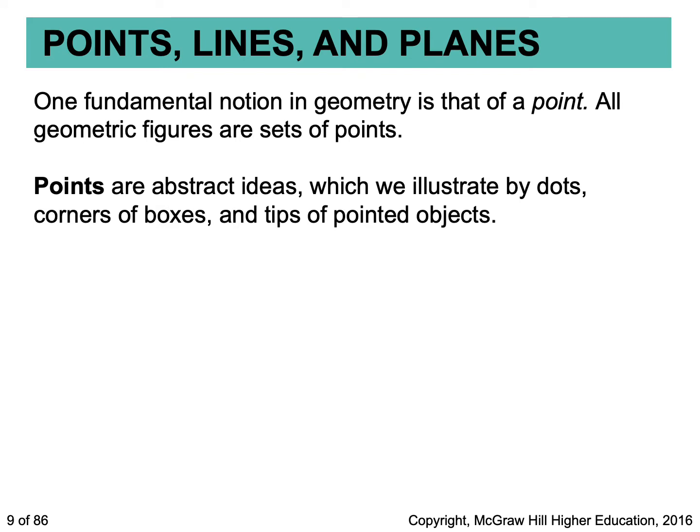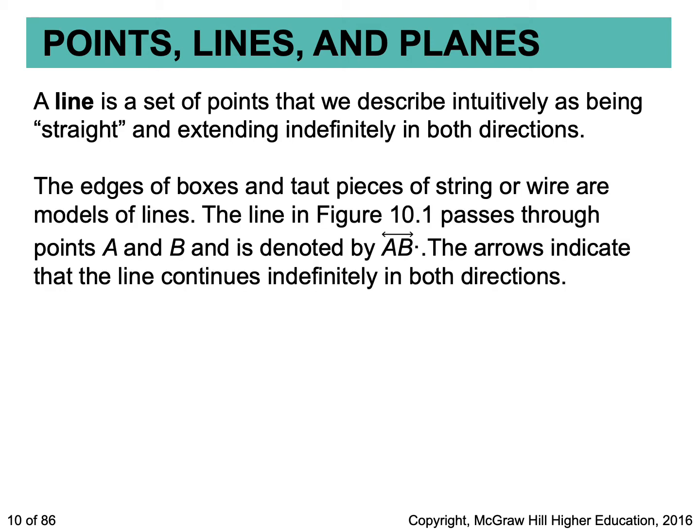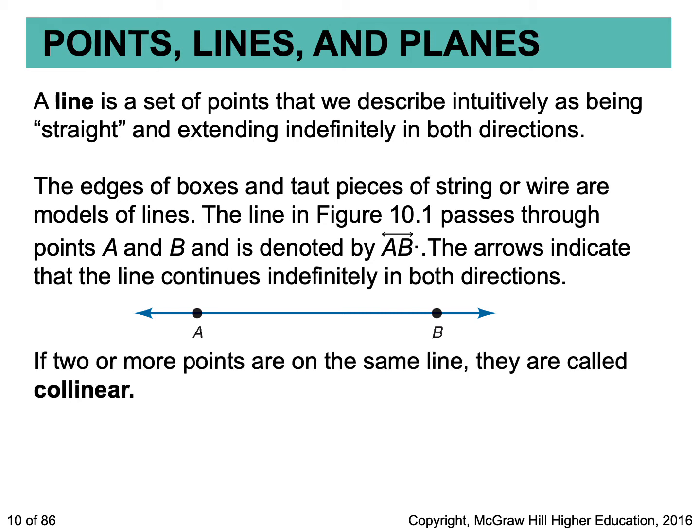So we have a point, you have a line. Notice the arrows on both ends and the points on the line so that you can name the line AB. And that's the notation. And this is the notation that you can use for lines. And when two or more points are on the same line, they are collinear.